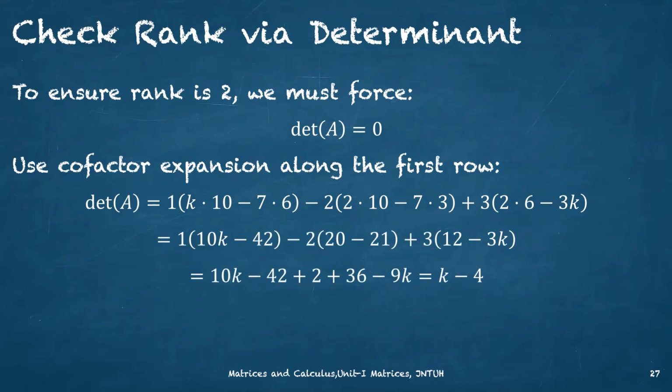Check rank via determinant. To make sure that the rank of matrix A is exactly 2, we need to ensure that the determinant of the matrix is 0. So, we calculate the determinant of A using cofactor expansion along the first row. The calculation is as follows. First 1 into bracket K into 10 minus 7 into 6. Then minus 2 times bracket 2 into 10 minus 7 into 3. Finally, plus 3 times bracket 2 into 6 minus 3 into K. Simplifying step by step, we get 10K minus 42 plus 2 plus 36 minus 9K. Putting it all together, the result is K minus 4.